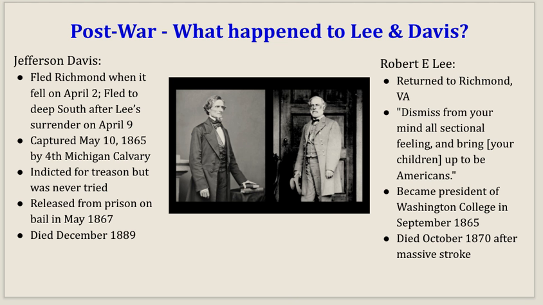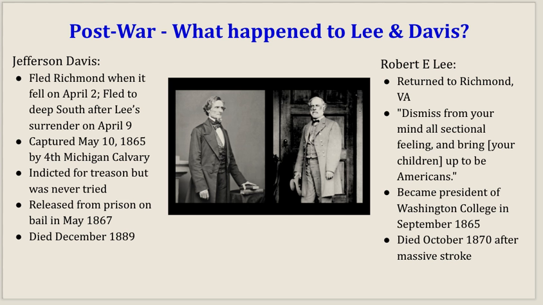Robert E. Lee, our general, main military leader of the South all throughout the war, returned to Richmond, Virginia, which was where he was from after the war. Much like Grant, he had this "we're all in it together again" mindset, right? He said, dismiss from your mind all sectional feeling and bring your children up to be Americans. He never again wore his Confederate uniform. He never again flew a Confederate flag. He was not buried in his military uniform. He had no attachment to those years once the war was over.